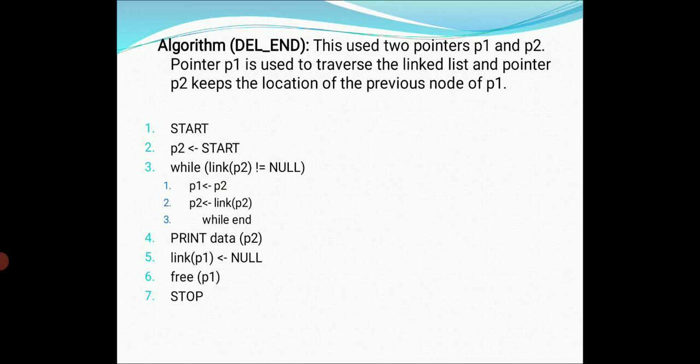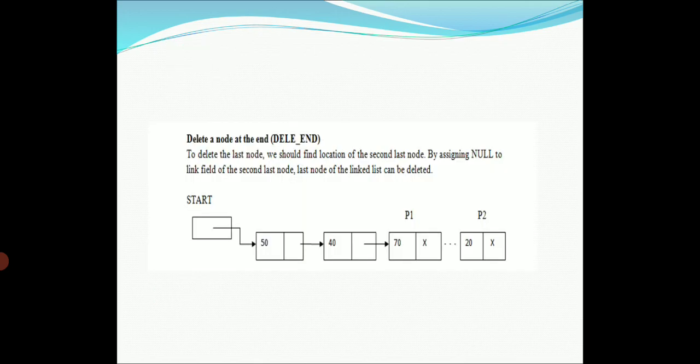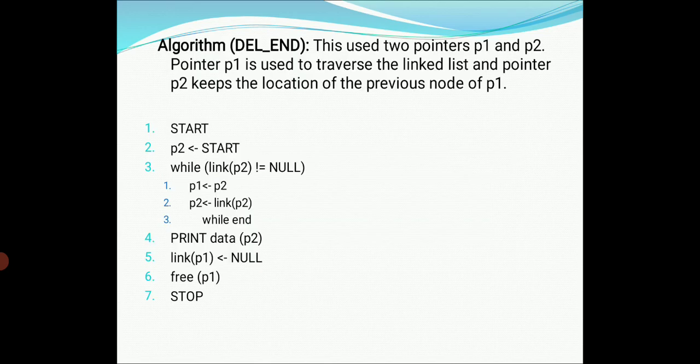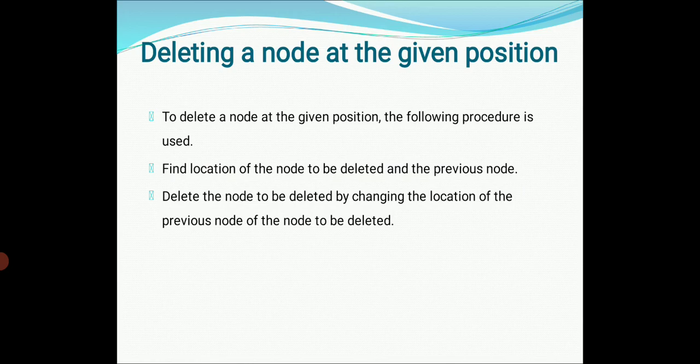So print the data of P2, then the link of P1 will be set to null. So here the link of P1 is null, then free P2. So this is the algorithm for deleting a node at the end of the linked list. The third type is deleting a node at the given position.